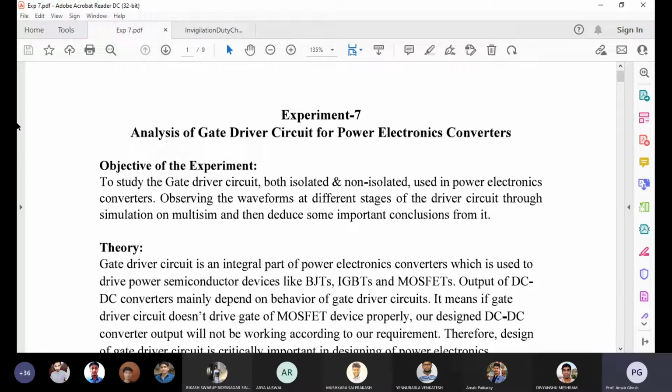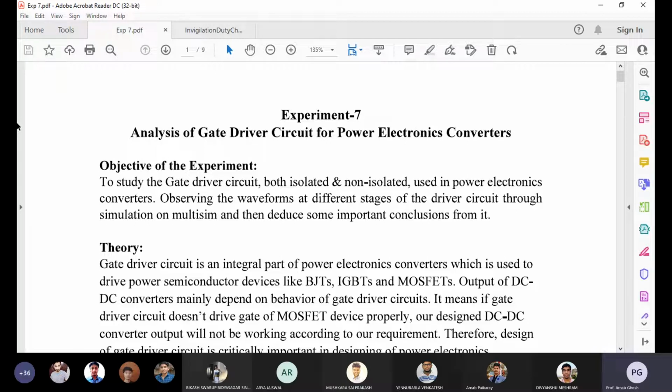But in case of MOSFET, what happens? It's not required. Basically, only nominal current is required. Additionally, you have to use some 100 ohm, or 100 to 500 ohm resistance, in series with the gate driver of the MOSFET.